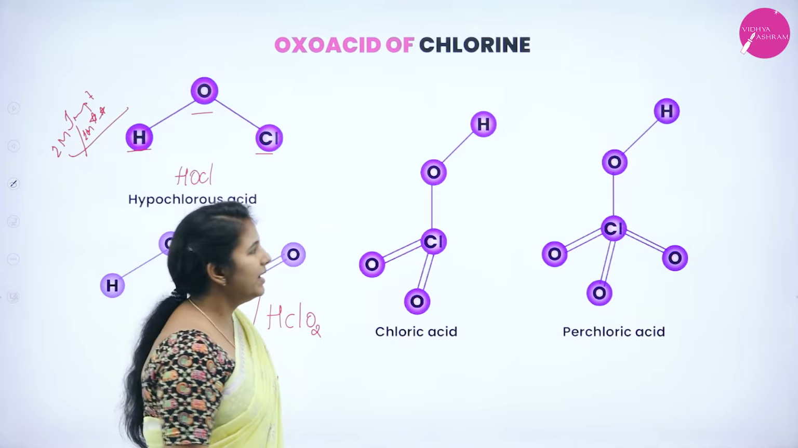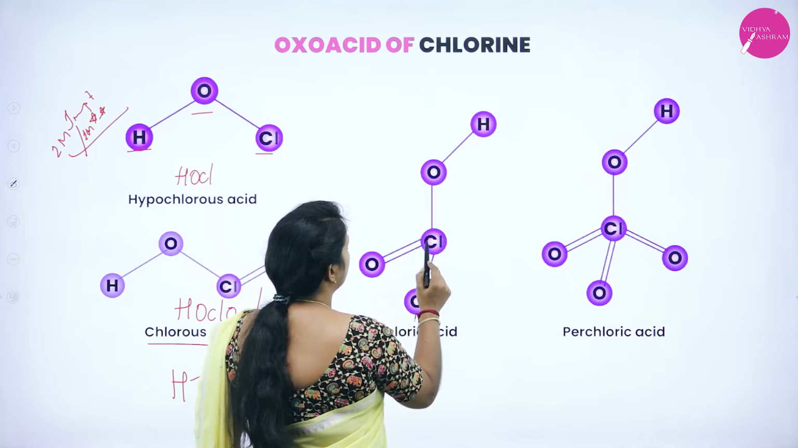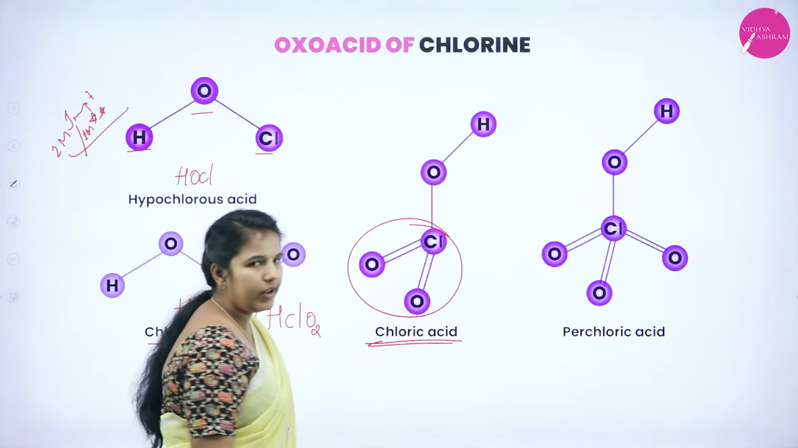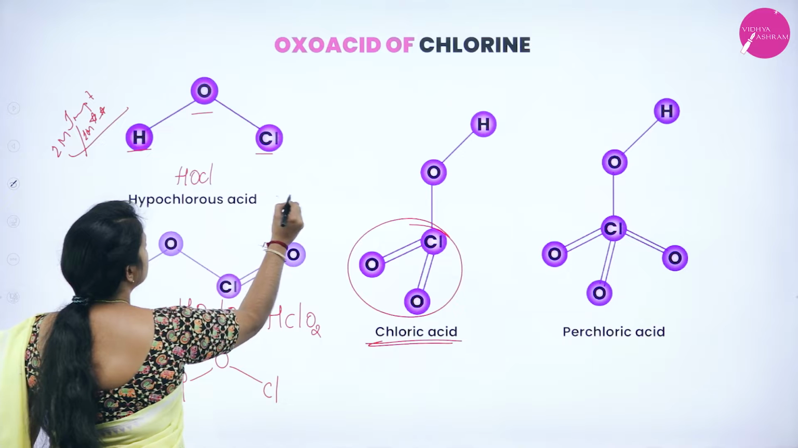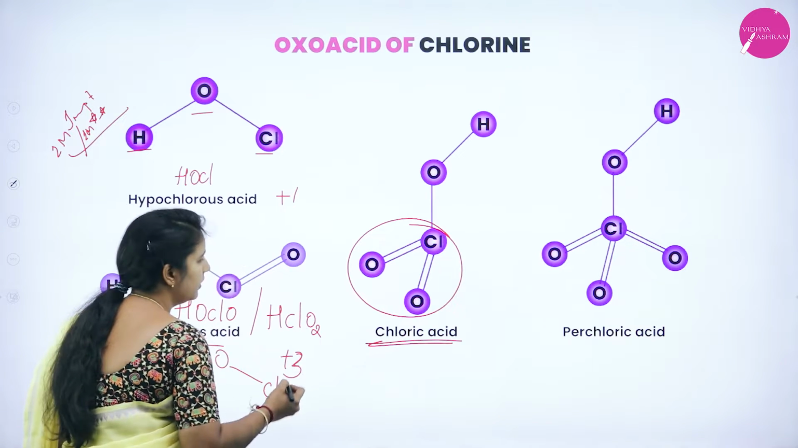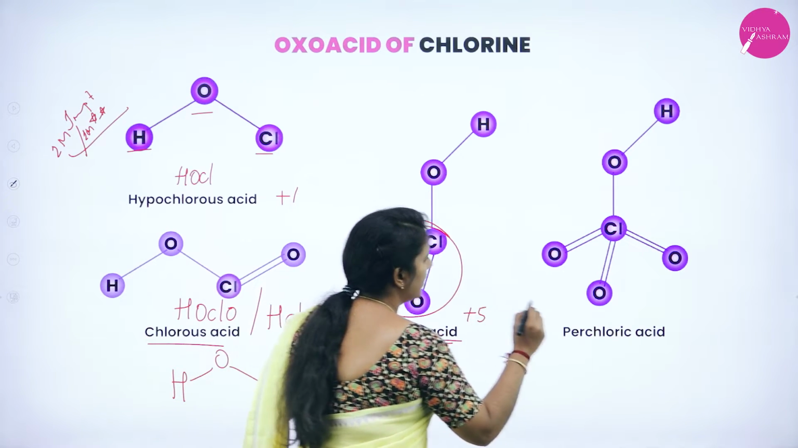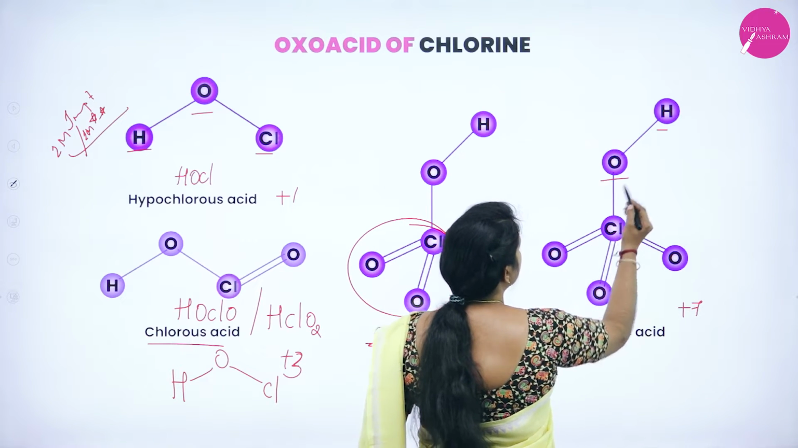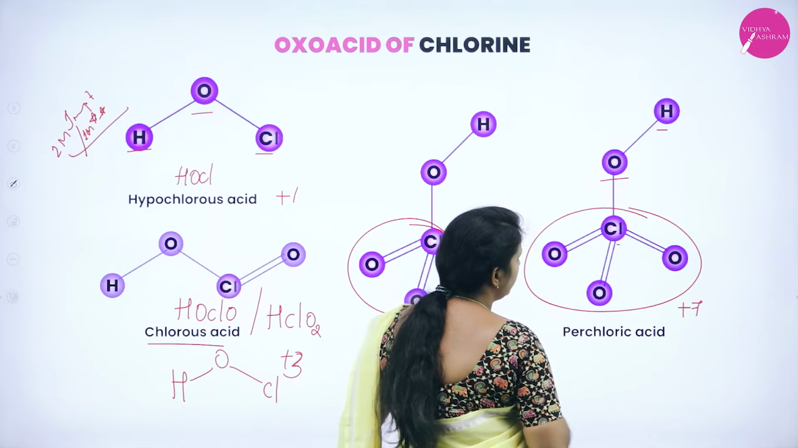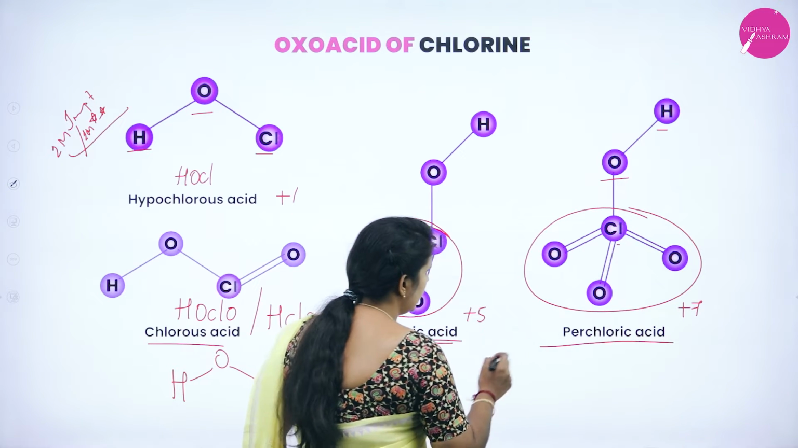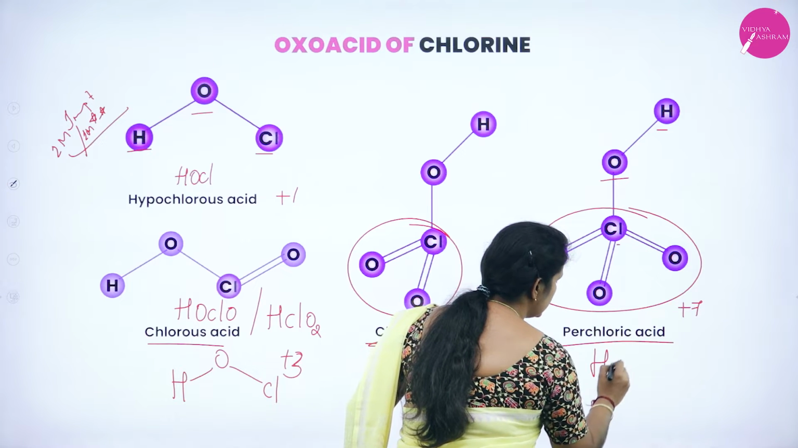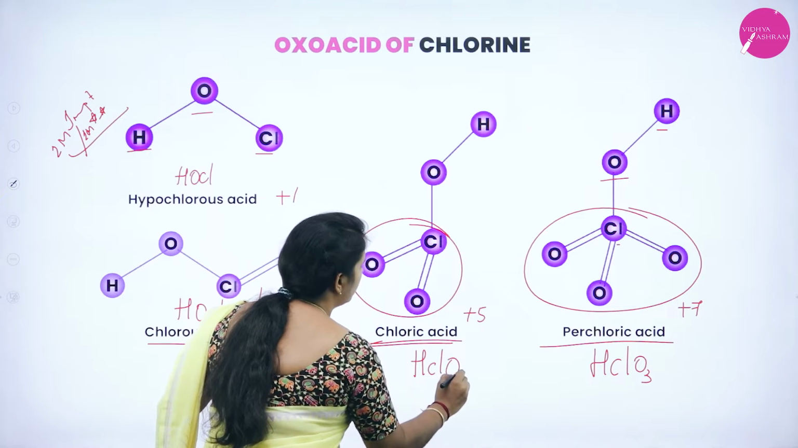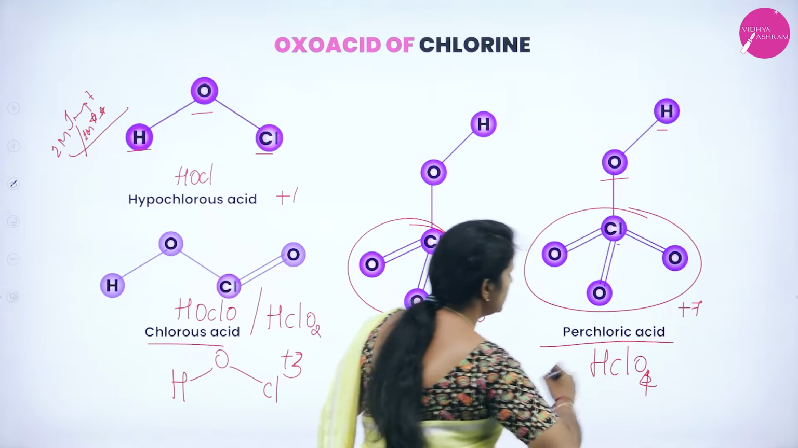Coming to chloric acid, again you can see hydrogen, oxygen with chlorine, and 1 more oxygen atom has been added, hence it is chloric acid. Remember the oxidation states: +1, +3, +5, and the last one is +7. That is perchloric acid. You can see that we have hydrogen, oxygen and Cl, and again one more oxygen has been added, hence it is perchloric acid. The general representations are HClO3 for chloric acid, and HClO4 for perchloric acid.